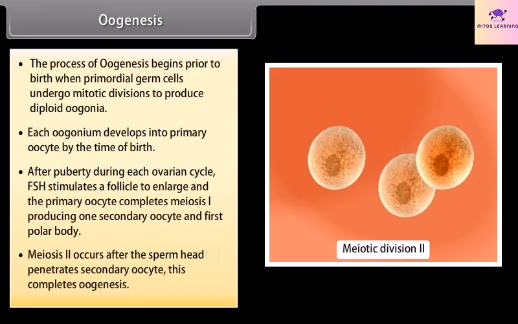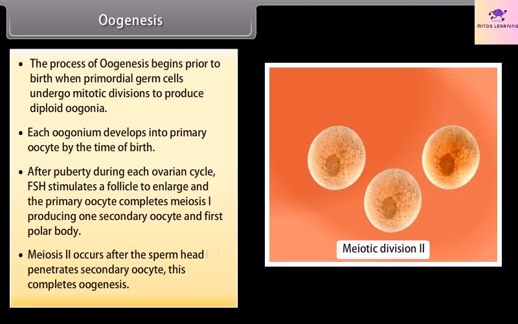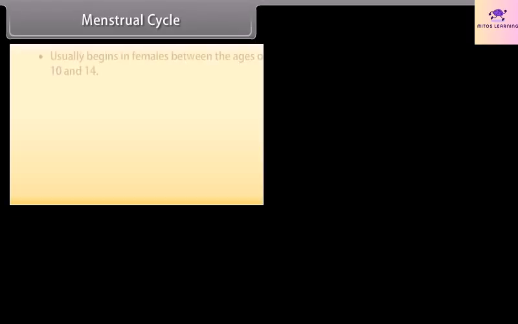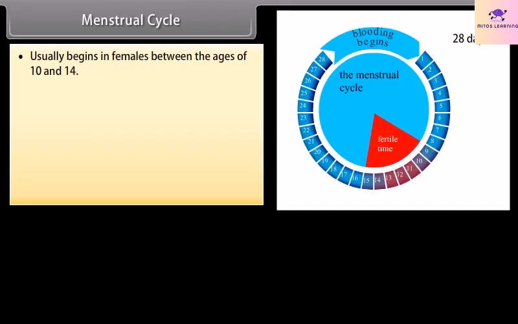Meiosis II occurs after the sperm head penetrates the secondary oocyte. This completes oogenesis. Menstrual cycle usually begins in females between the age of 10 and 14. It is repeated approximately every 28 days.